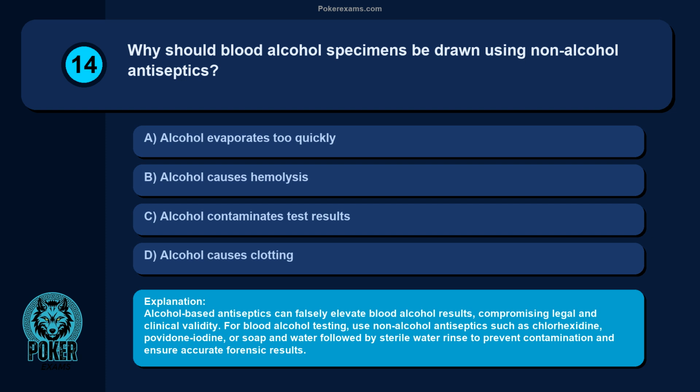Alcohol-based antiseptics can falsely elevate blood alcohol results, compromising legal and clinical validity. For blood alcohol testing, use non-alcohol antiseptics such as chlorhexidine, povidone iodine, or soap and water followed by sterile water rinse to prevent contamination and ensure accurate forensic results.